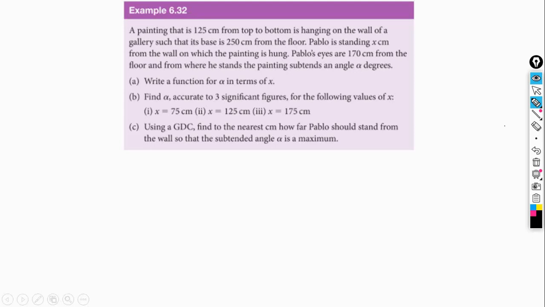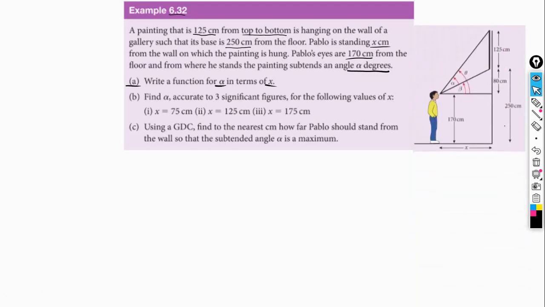So now we're going to do example 6.32, which will be the last one on this video. And it says, a painting that is 125 centimeters from top to bottom, so that's the width of the painting, is hanging on a wall of a gallery such that its base is 250 centimeters from the floor. Pablo is standing x centimeters from the wall on which the painting is hung. Pablo's eyes are 170 centimeters from the floor, and from where he stands, the painting subtends an angle of alpha degrees. Part A, write a function for alpha in terms of x.